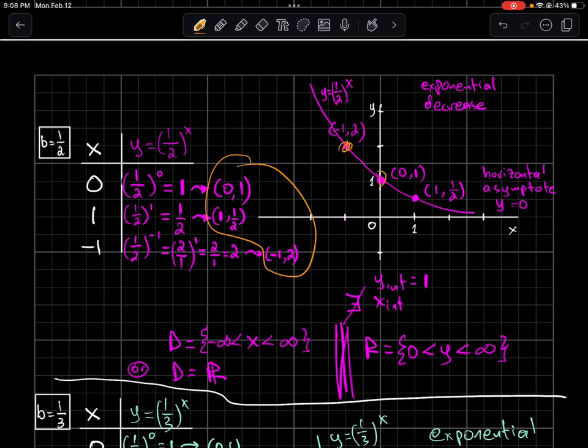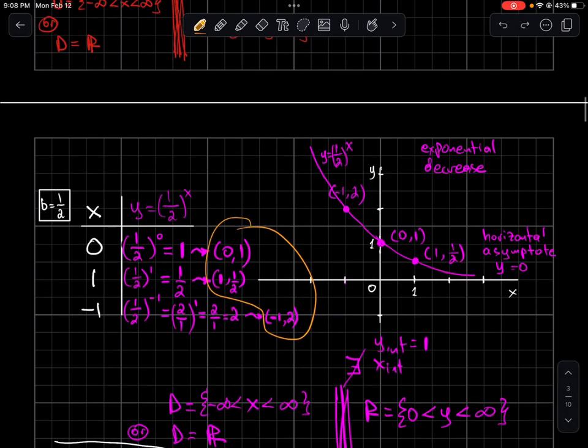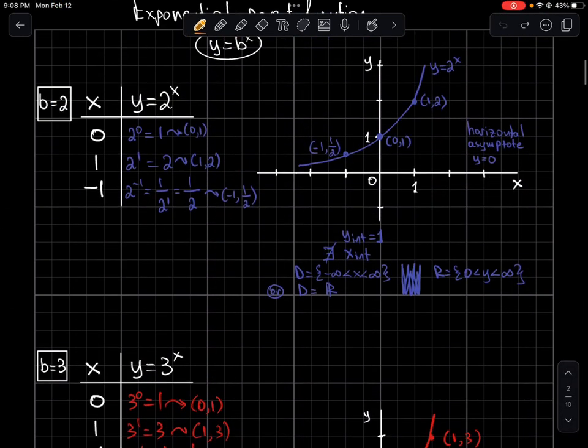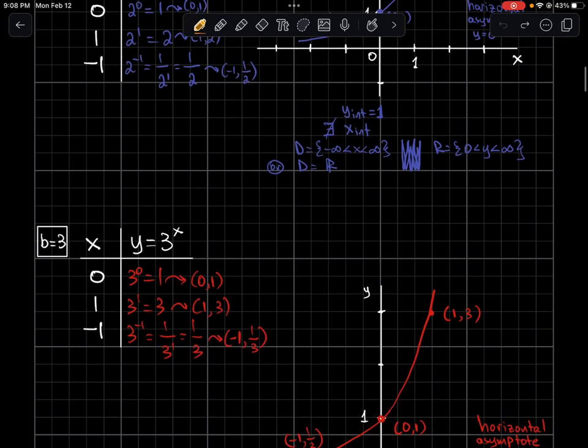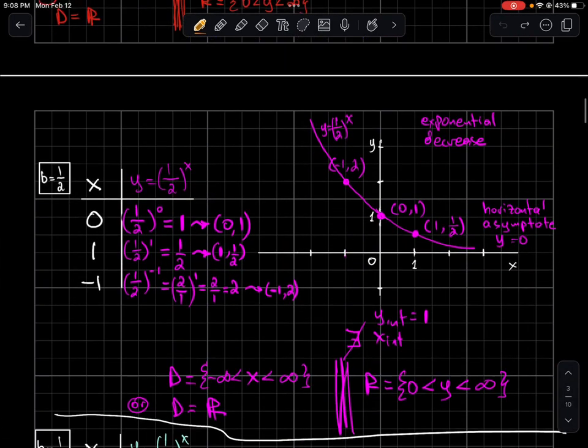I plot them, and once I connect them I see that it grows, but it grows in the second quadrant, and it drops down towards the ground, trying to touch the ground, which becomes a horizontal asymptote on the opposite side. So if you compare this exponential with 1/2 as the base with the previous 2 cases, we see that the previous 2 cases grow on the right, drop down on the left. This one grows on the left and drops on the right.